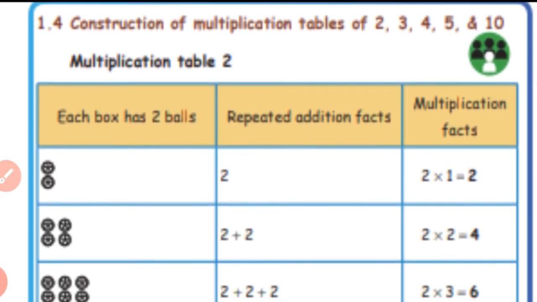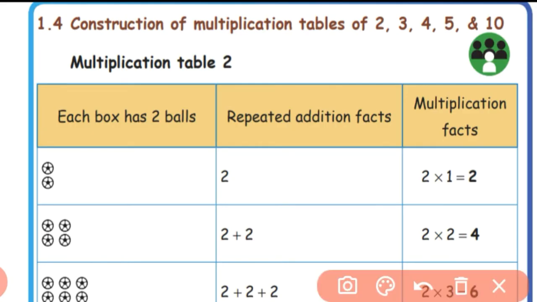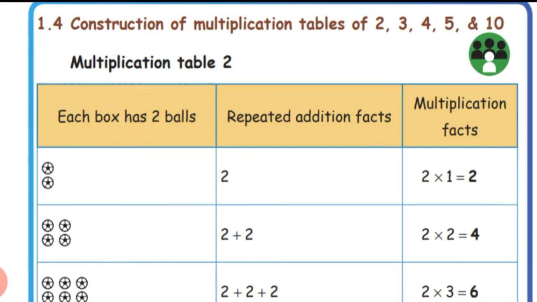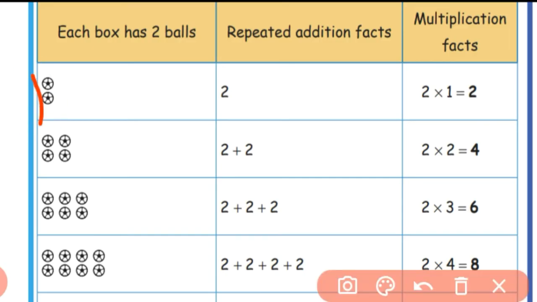Next one, constructions of multiplication tables of 2, 3, 4, 5 and 10. Let us see how to make a multiplication table. See, multiplication table 2. Each box has 2 balls. Repeated addition facts and multiplication facts. First 2 balls. See, here 2 balls are there and how many groups? 1 group, 1 box. So 2 into 1 is equal to 2.